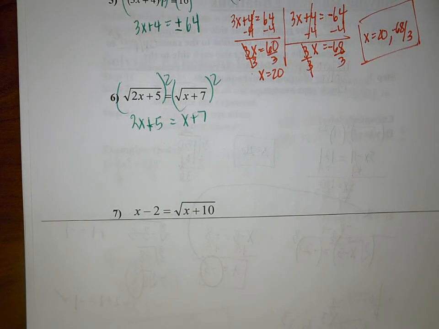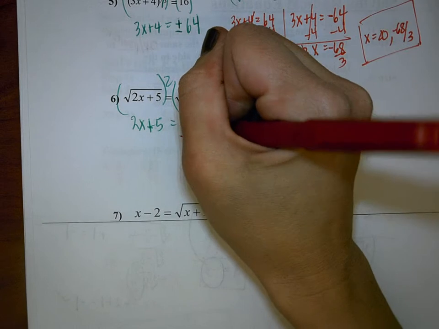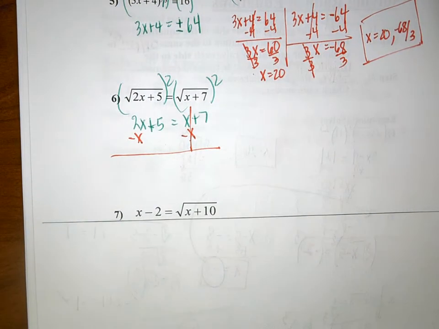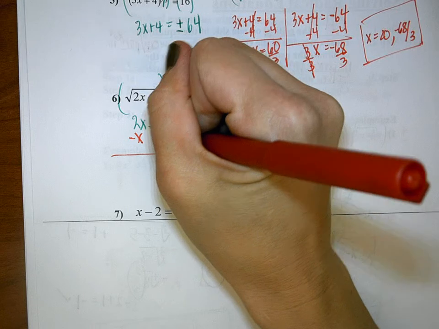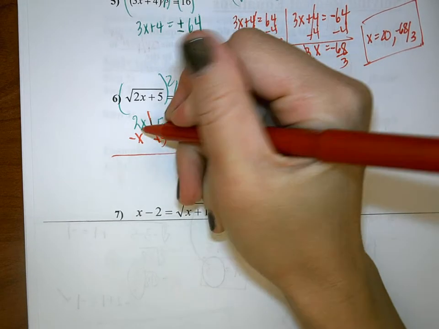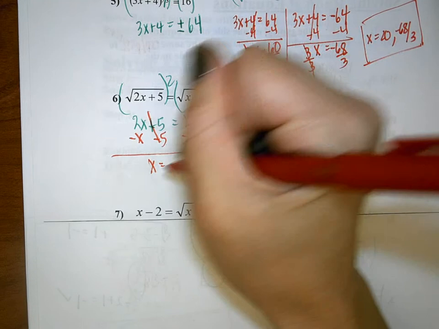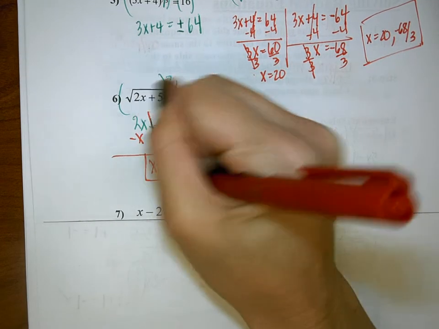Yes, you can, because you're smart. No, I'm just kidding. So those cancel out. And I'm going to go ahead and subtract 5 at the same time. So 2x minus x is x equals, and 7 minus 5 is 2. There's my answer.